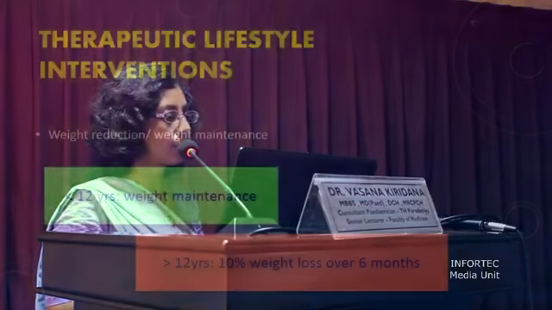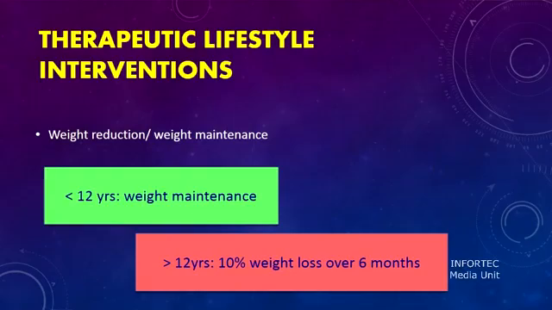Right. So what are these therapeutic lifestyle interventions? What we aim at is weight reduction or weight maintenance, because just by weight reduction the lipid profiles improve. So the weight goals are: below 12 years of age, we aim at just weight maintenance without any weight loss. And above 12 years, a 10% weight loss over 6 months. So generally these lifestyle modification programs are prescribed for 6 months.